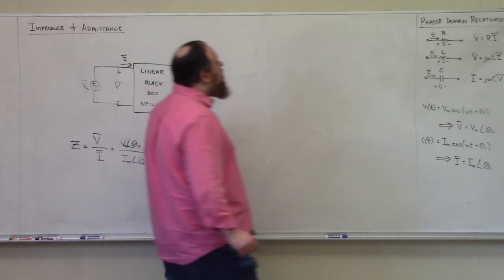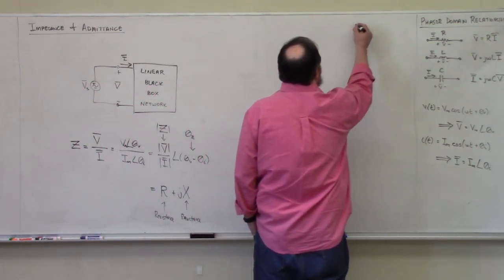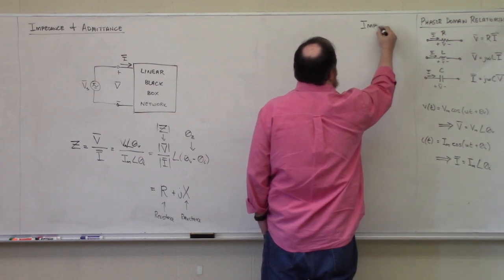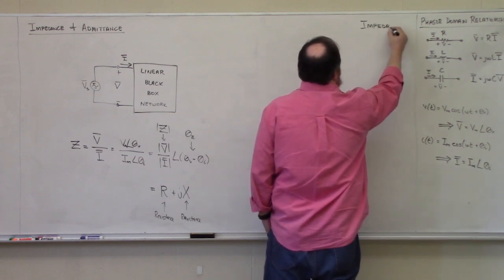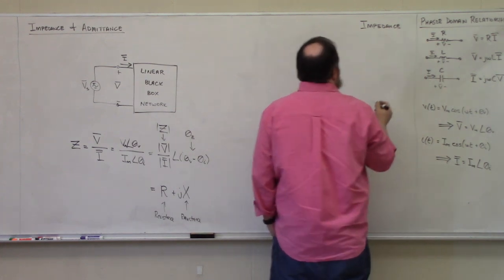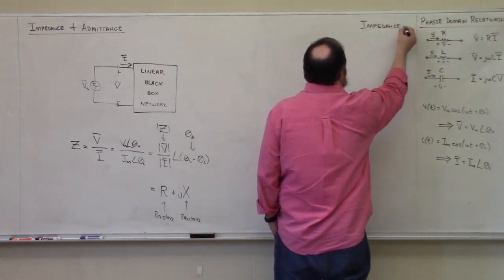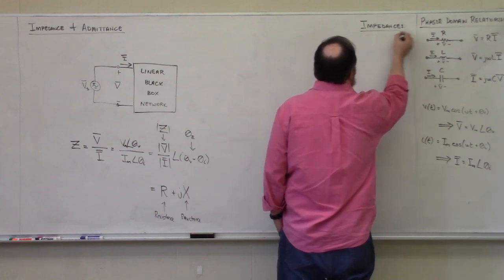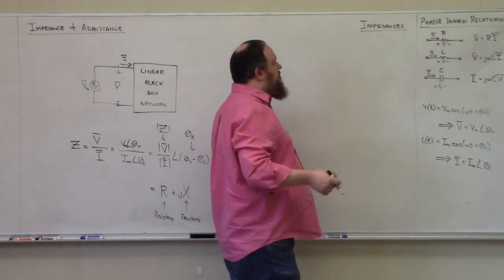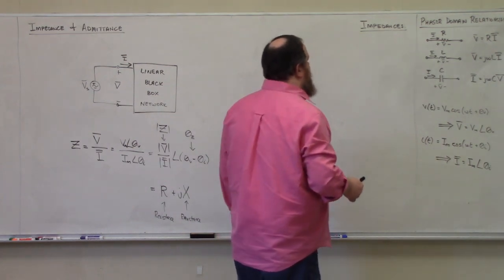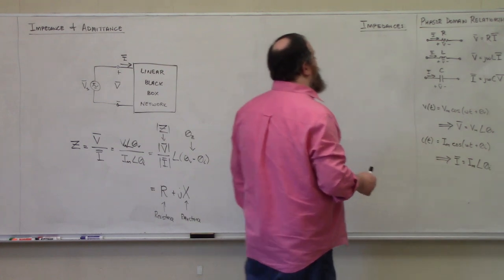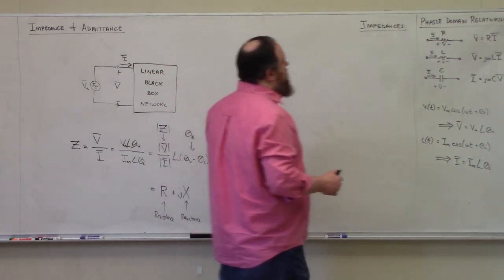So we can now use our definition for impedance to develop relationships for the impedance of resistors, capacitors, and inductors, since we know the phasor domain relationships between voltage and current for all of those elements.